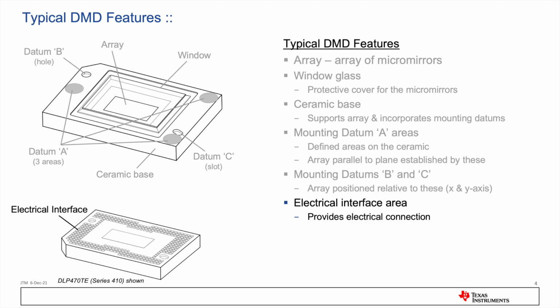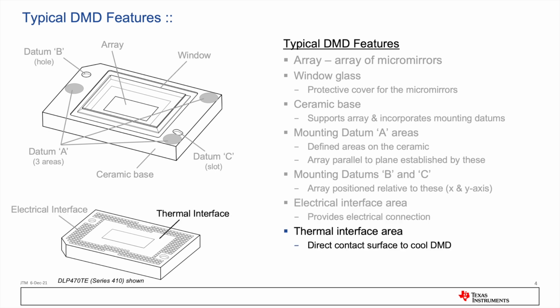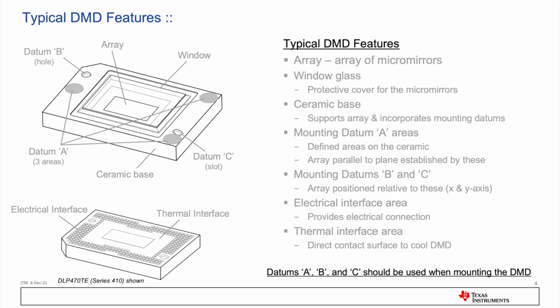The electrical interface defines the area on the back of the DMD where the electrical connection is made. The electrical connection for this DMD utilizes a land grid array. Micro pin grid array and board-to-board connectors are utilized on other DMDs. The thermal interface is an area on the DMD that is contacted directly to cool the DMD. Datums A, B, and C should be used when mounting the DMD for most accurate alignment.